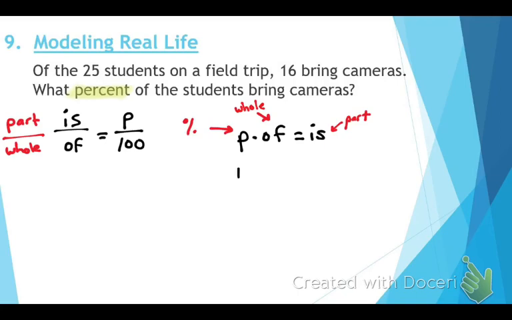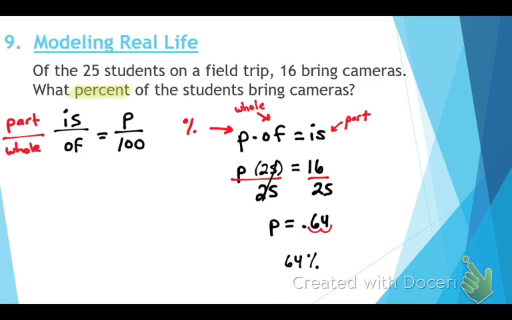Okay, we don't know the P, so we're going to keep it as a P. Of, what is the whole number of students that went on the field trip? 25, so we're going to multiply times 25. What is the part of them that brought cameras? 16. Okay, how do I get P by itself? Divide by 25 on both sides. Okay, what is 16 divided by 25? It's 0.64. Do I want it as a decimal? A percent. I would like it to be a percent, so we're going to go ahead and move it over 2 places to the right. What's the answer? 64% is our final answer.